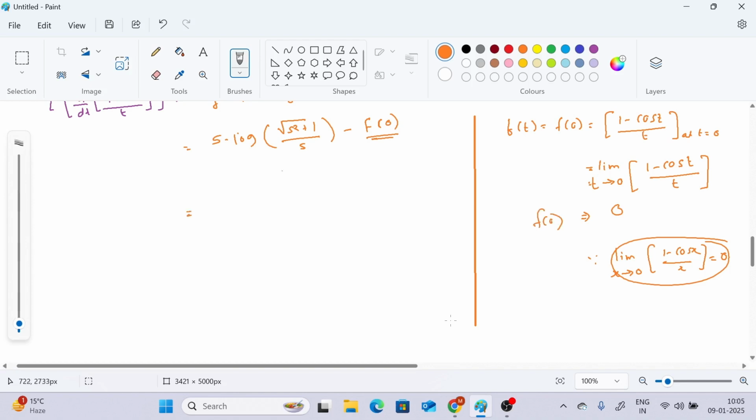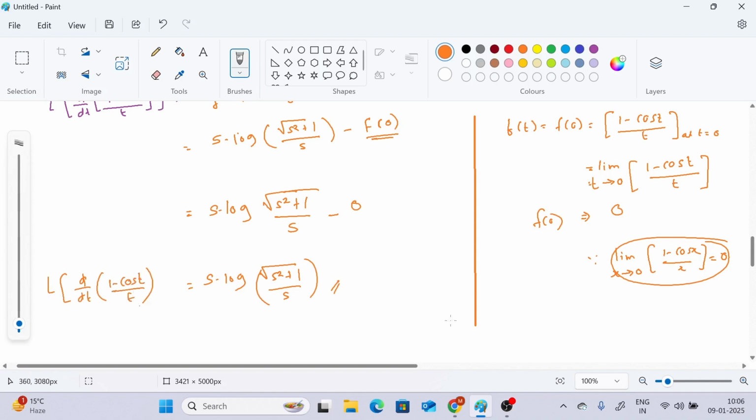So I am going to put s times log of root s square plus 1 upon s, minus f of 0, which is 0. Hence s log of root s square plus 1 upon s will be the answer for this derivative, the Laplace of d by dt of 1 minus cos t upon t.